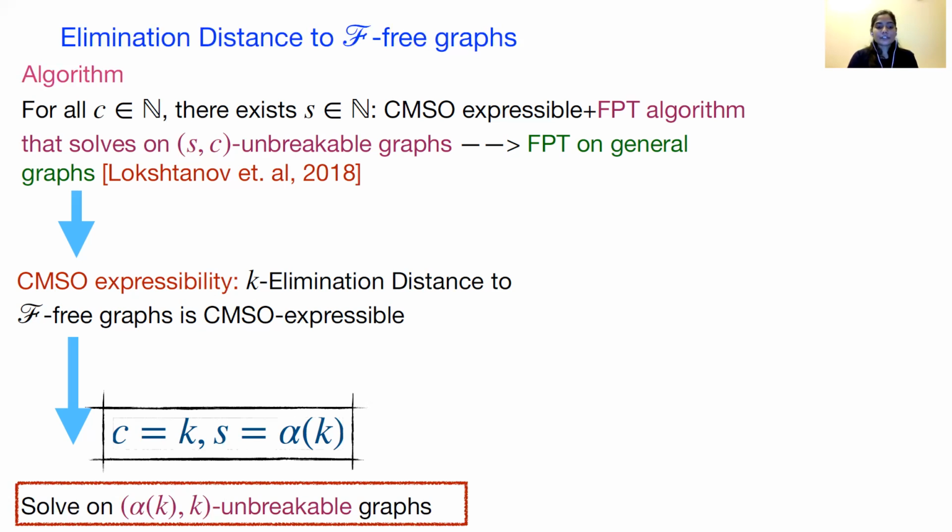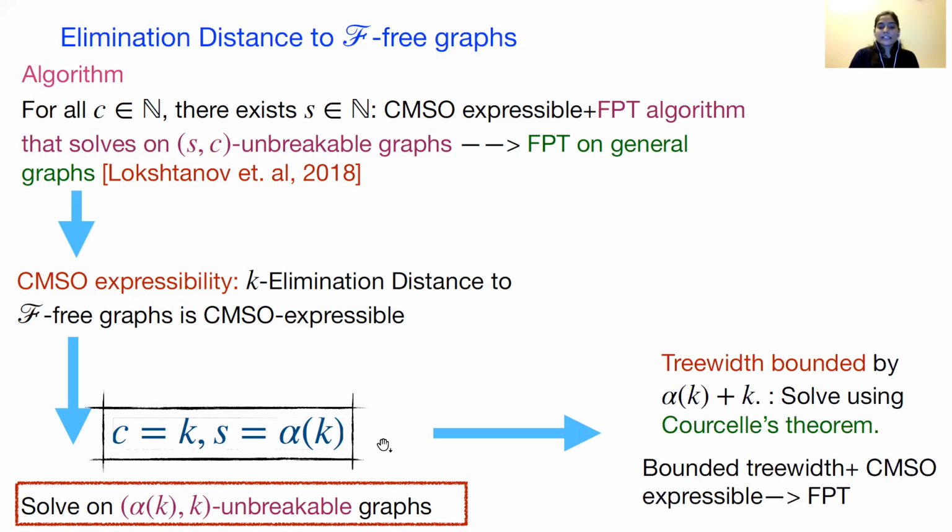So we only focus on solving the problem on alpha K comma K unbreakable graphs, where alpha K we obtain by giving K as input, C equals K as input, and we obtain S equals alpha K. Next, we further subdivide the problem into two cases, when the tree width is bounded and when the tree width is unbounded. So first, when tree width is bounded by alpha K plus K, then we can actually solve using Courcelle's theorem.